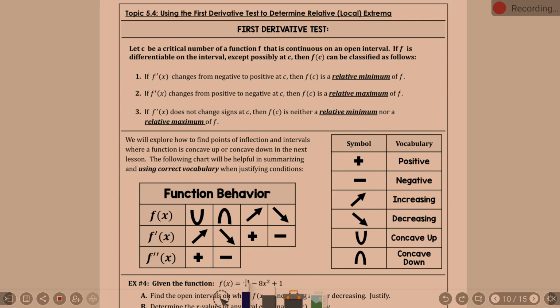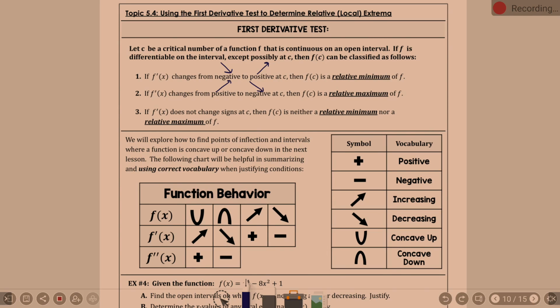So, the first derivative test is one of our big topics here. Let c be a critical number of a function that is continuous on the open interval. If f is differentiable on the interval except possibly at c, then f of c can be classified as follows. This is exactly what we just talked about. If f prime of x changes from negative to positive, then f of c is a minimum, because negative means it's going to be decreasing, positive means it's going to be increasing, right?